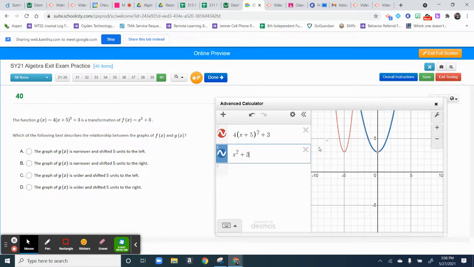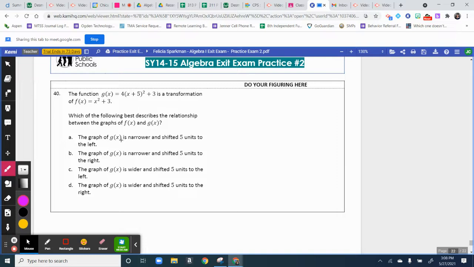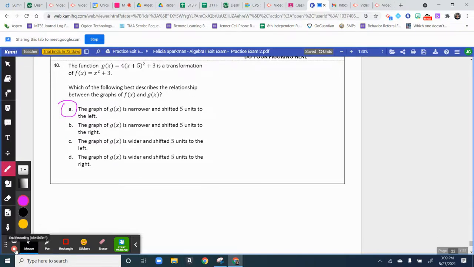So, going from the blue to the red, the red one is narrower and it's shifted to the left. So it would be A. Whenever there's a question about graphs or functions and comparing them, use the calculator to do that. And that's it. That is the whole kit and caboodle.